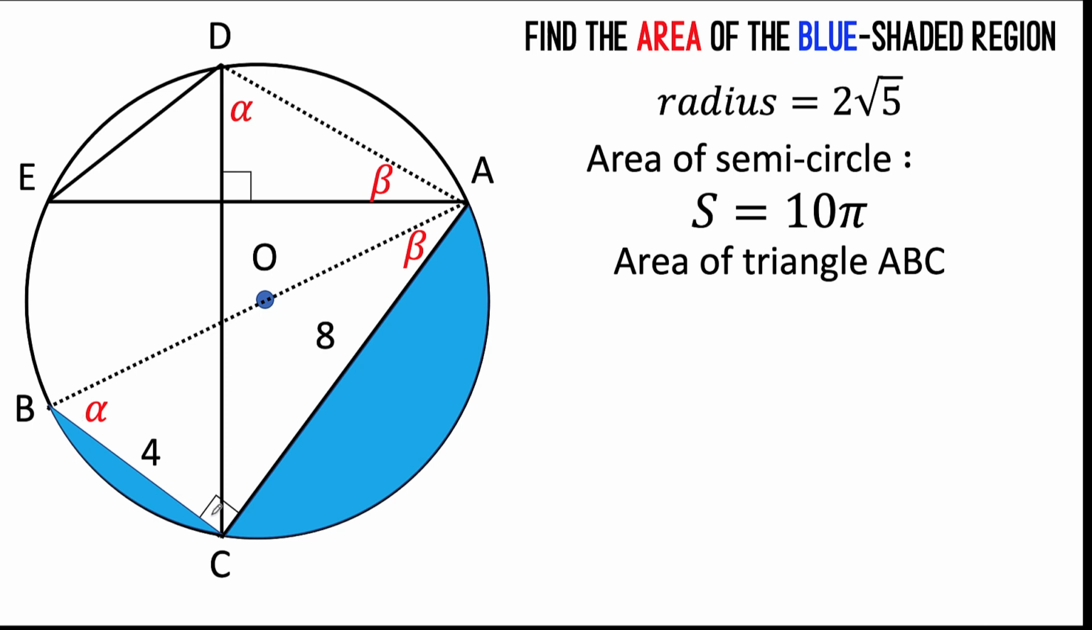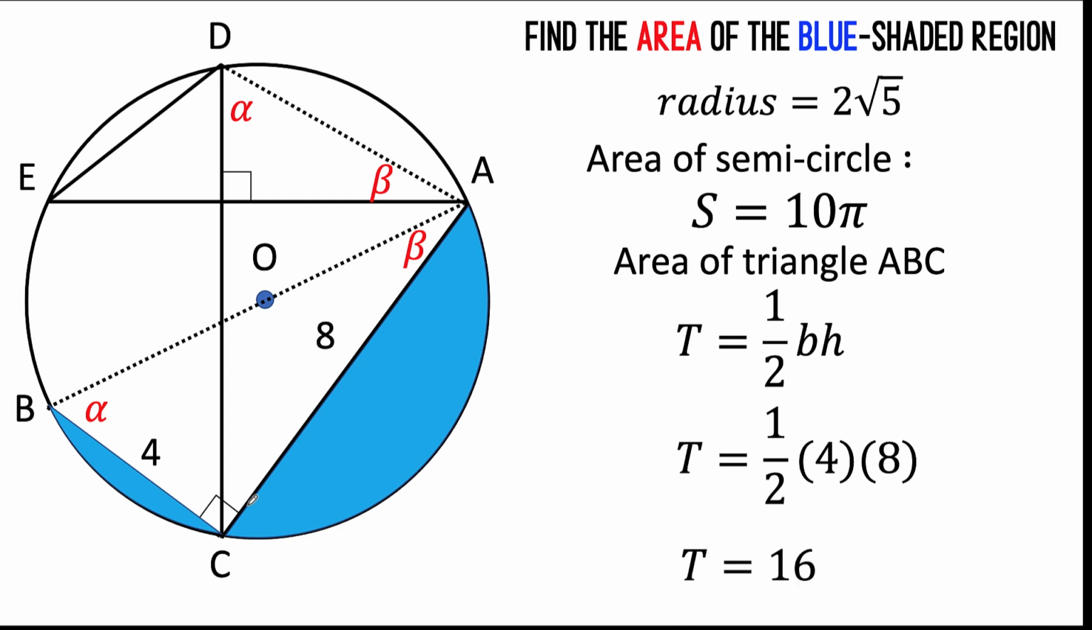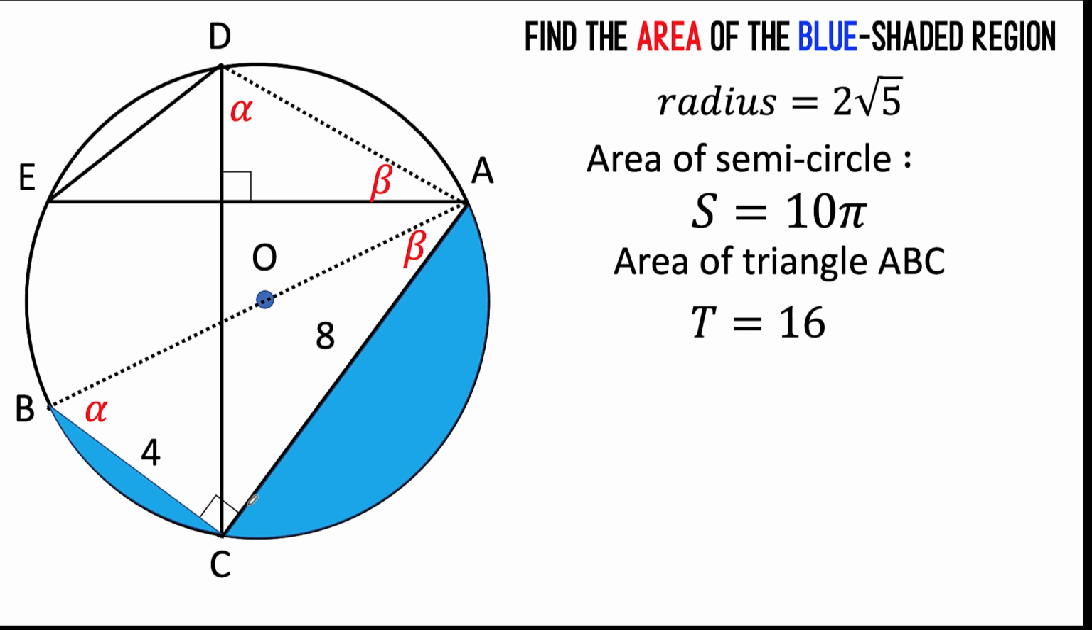Now let's find the area of triangle ABC. So its base is 4, its height is 8, area is 1/2 base times height. Therefore, the area of triangle ABC is 16 square units. Let's remember this result also.